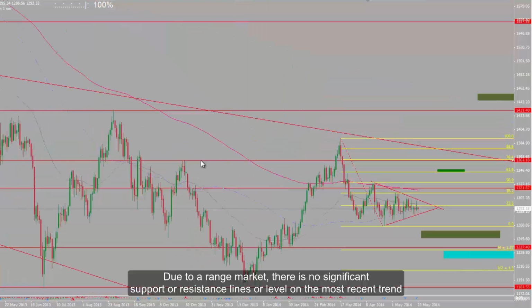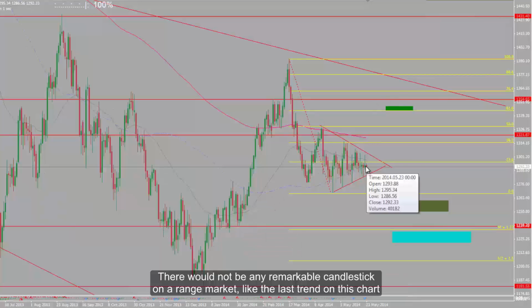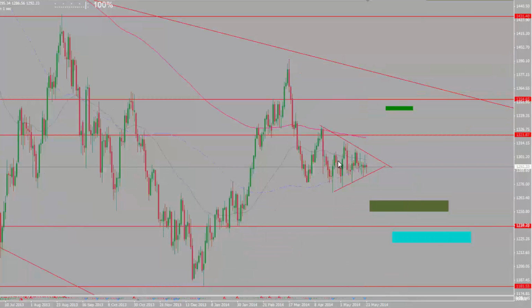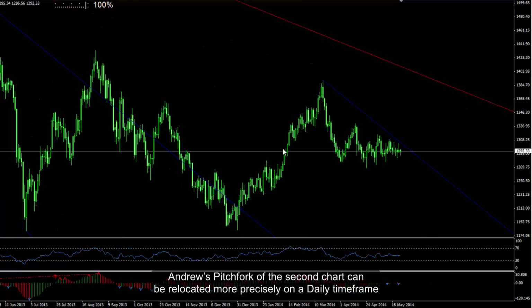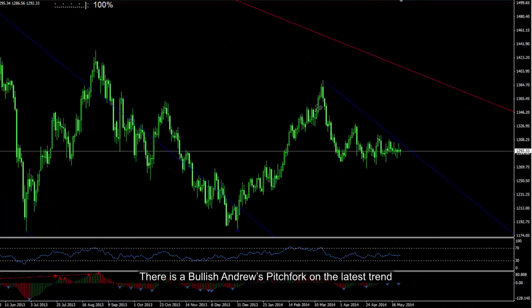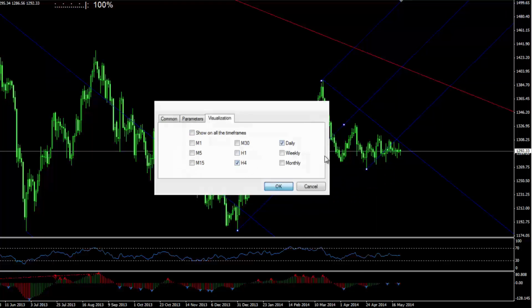Due to a range market, there are no significant support or resistance lines or levels on the most recent trend. There would not be any remarkable candlestick on a range market, like the last trend on this chart. Andrew's pitchfork on the second chart can be relocated more precisely on a daily time frame. There is a bullish Andrew's pitchfork on the latest trend. Its visibility properties should be modified.